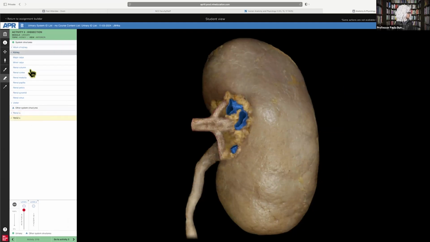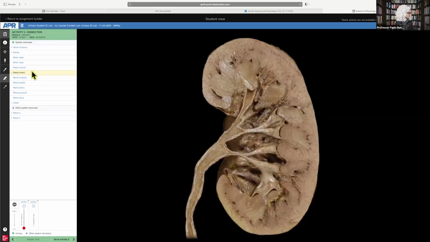Internally, the kidney can be divided up into regions. The outer region is called the cortex. The middle region is the medulla. And the inner region is the renal sinus. Cortical material moving inward is called the renal column. So you can see all of these columns here. They are going to be between renal pyramids. Renal pyramids are located in the medulla.